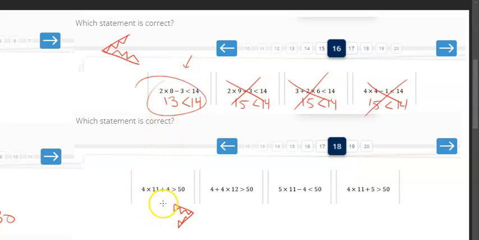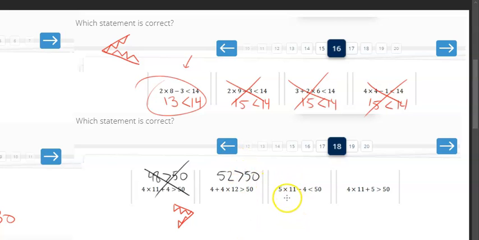Okay, so remember the alligator faces the biggest number. Again, we'll try it with these ones here. 4 times 11 is 44. Remember, I'm taking into consideration my BODMAS rules. 44 plus 4 is 48. And 48 is definitely not bigger than 50, so the alligator is facing the wrong way. 4 times 12 first, which is 48. 48 plus 4 is 52. And 52 is bigger than 50.